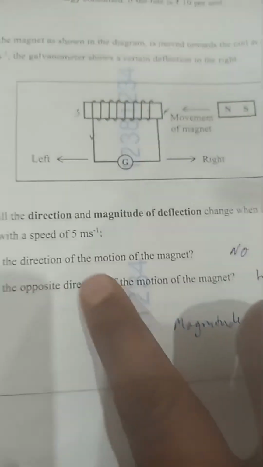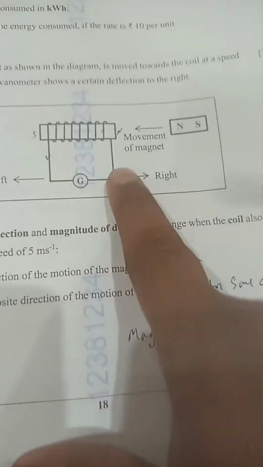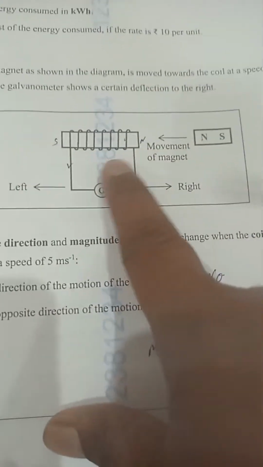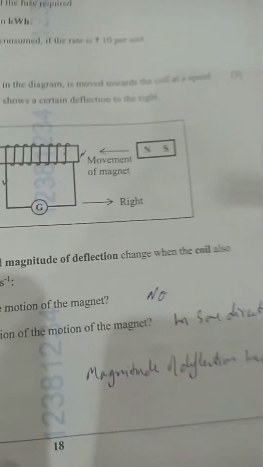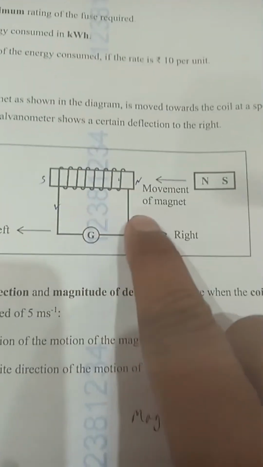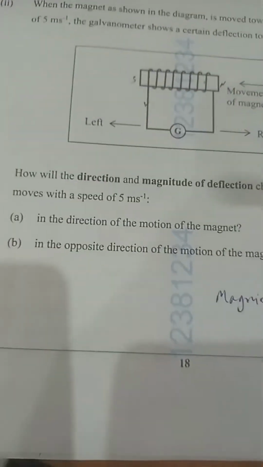Then it will not show any deflection. Current will not be induced because there is no change in magnetic flux. Both are moving in the same direction. It means the magnetic flux is not changing, so current will not be induced, so the galvanometer will not show any deflection.